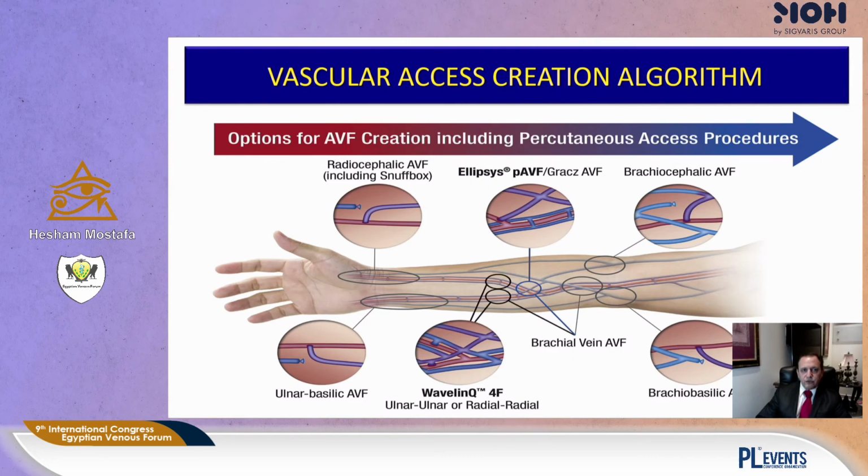So what is our algorithm? Usually we like to start with the radiocephalic AV fistula or snuffbox, and less frequently we do ulnar basilic AV fistula. The second option is to do a WavelinQ AV fistula, and after that an Ellipsys percutaneous AV fistula. If both fail, then we do a brachiocephalic AV fistula, surgical, and finally brachiobasilic AV fistula.